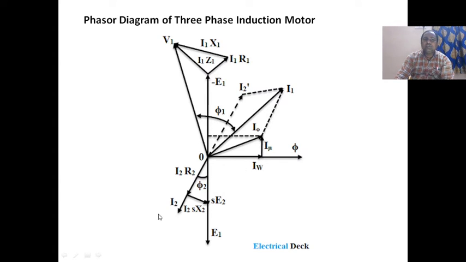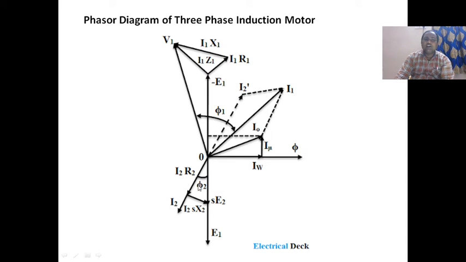Once the flux is produced, the machine produces induced EMF, that is E1. The angle difference between flux and E1 is 90 degrees. Whenever this is E1, the opposite direction is minus E1. E1 and E2 are produced simultaneously. There is no angle difference, so both are in the same phasors, E2 and E1.